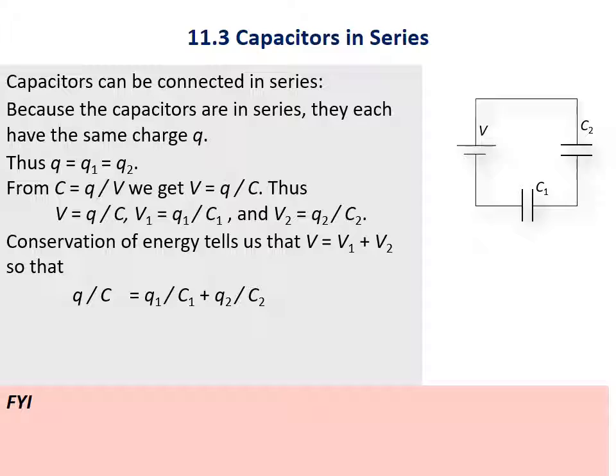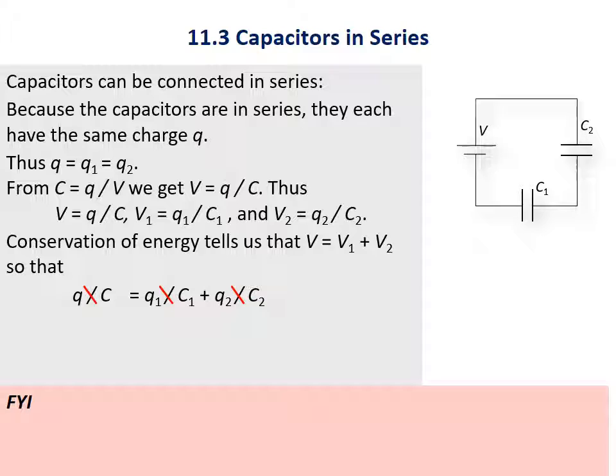So using the equation for capacitance, Q over V equals C, and I've solved it for V. The sum of the voltages is the same thing as Q over C of the battery equals Q1 over C1 plus Q2 over C2. And since, oops, the line wasn't very good.